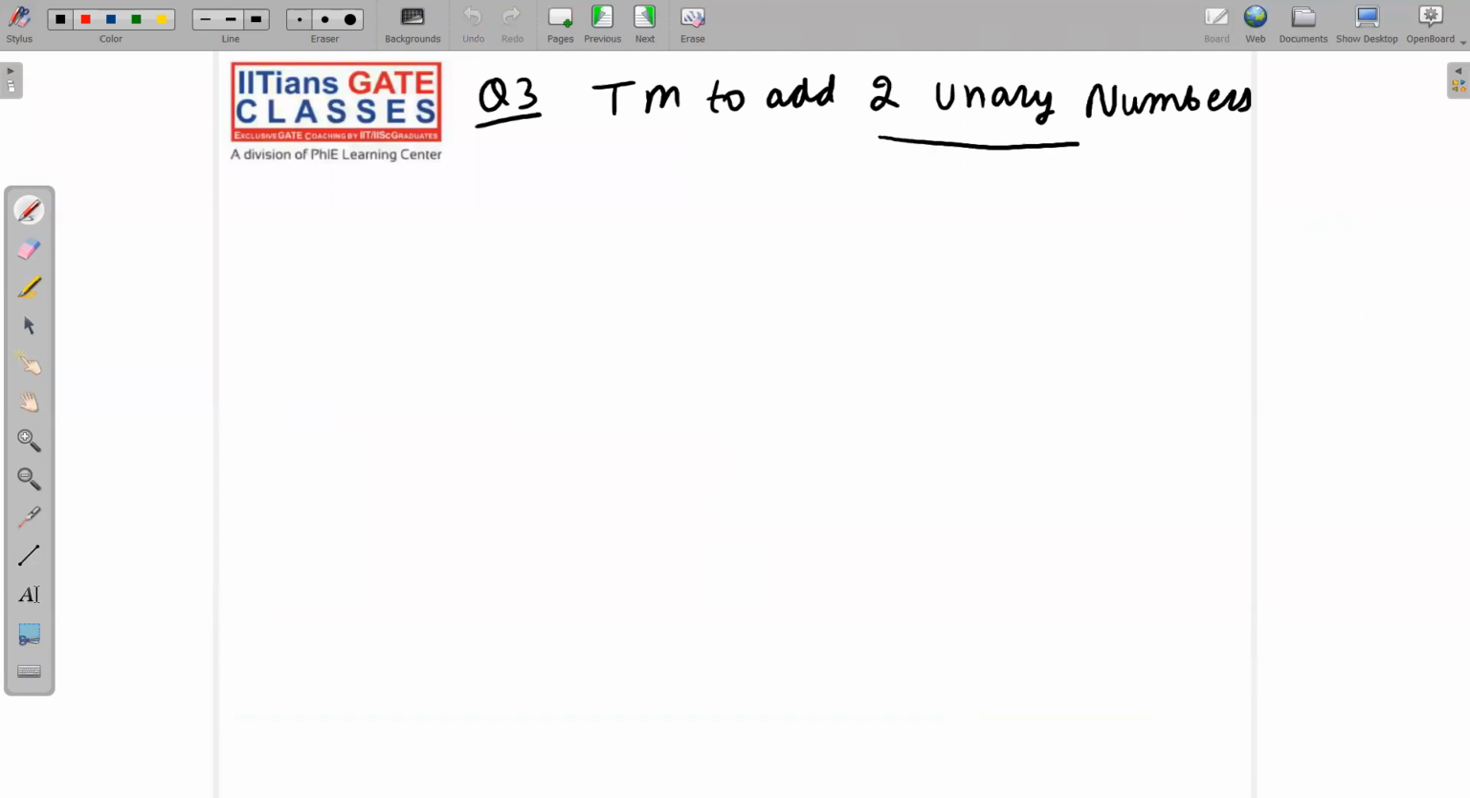Turing machine to add two unary numbers. How do we add two unary numbers? Base is 1. Base 1 means: if you want to write 2, you will write double 1. If you want to write 3, you will write triple 1. If you want to write 4, you will write four ones, and so on. Here 1 is a symbol. Please do not consider it as a number. It is a symbol.